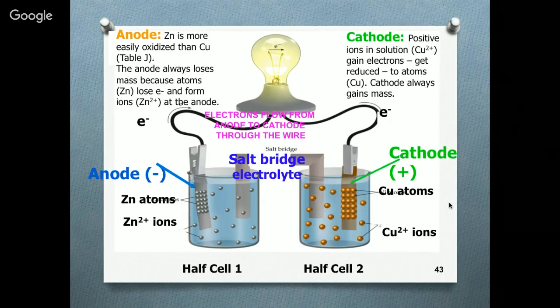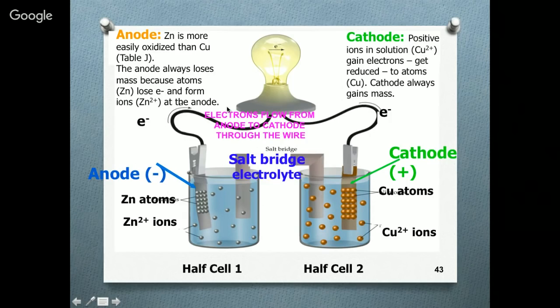All right, here is a voltaic cell. There's a lot of information on this slide, but we're going to try to go through it so that you understand what's going on. So we have 2 beakers. We have on the left-hand side half cell 1, and on the right-hand side is half cell 2. We have 2 metals immersed in the beaker. So on the left, we have zinc metal. On the right, we have copper metal. The anode is labeled as zinc, and the cathode is labeled as copper.